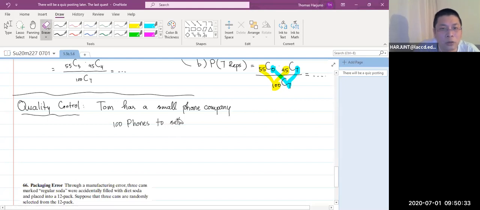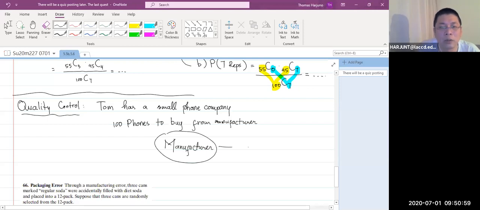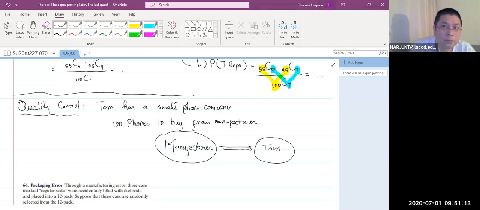Actually, instead of selling, I buy from a distributor, from a manufacturer. So I start from a manufacturer. They will send 100 phones to my store. My first question to you: when I get these 100 phones, will I check one by one all of them, to see if they are working well? The answer is no, I will not.